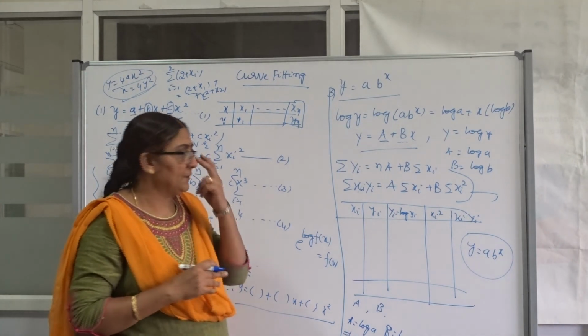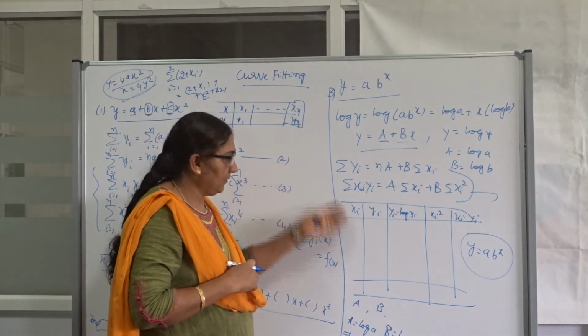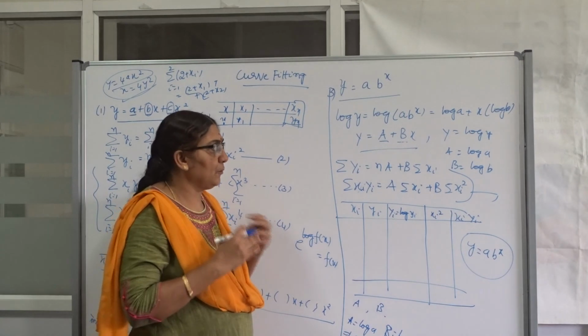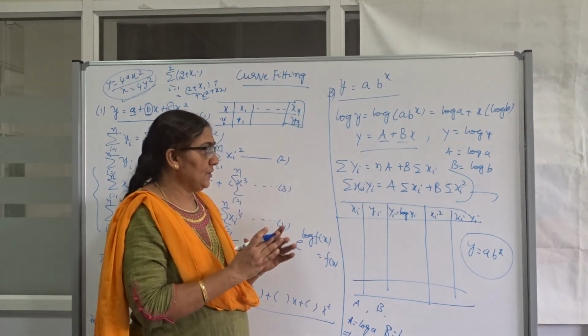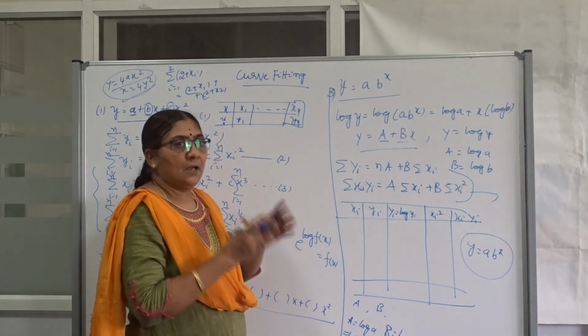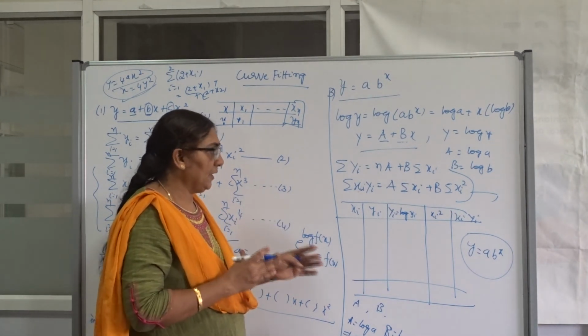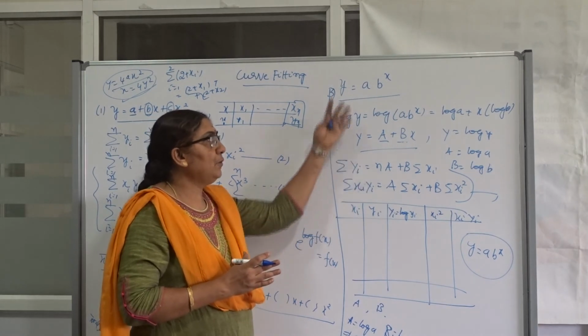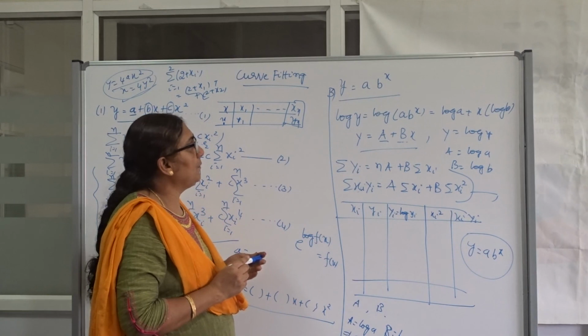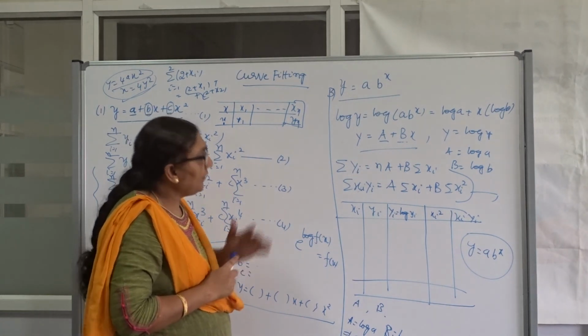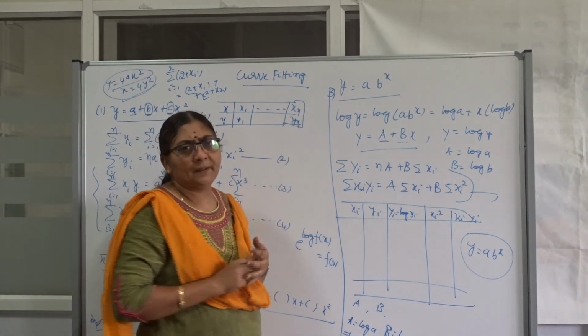You take care of this point, and then I'm going to solve one problem in each case. First, I'm going to explain all the different types of cases: how to write the general equation, how to write the normal equation, how to construct the table, how to proceed, how to find the unknowns, and how to fit an equation to the best approximation of the given curve by using the method of least squares.